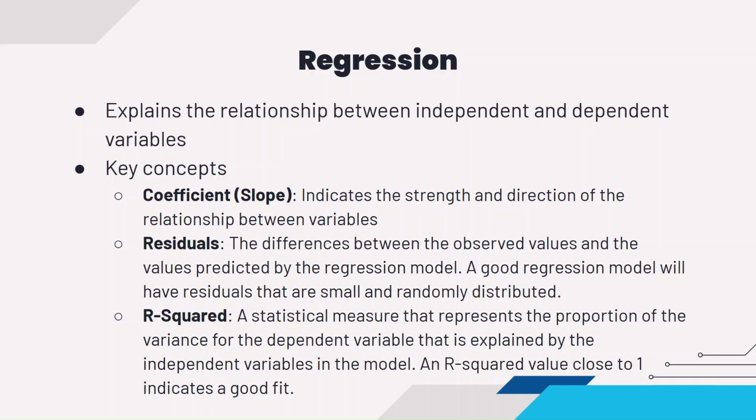Residuals are the differences between the observed values and the values predicted by the regression model. So a good regression model will have small residuals and they'll be randomly distributed, meaning that your model is working efficiently and has a good fit. Similarly, R squared is a measure that tells you how your model fits your data. So an R squared value that's closer to 1 shows a better fit. Now, there's many other types of regression models, and the two main other ones are exponential and logarithmic.